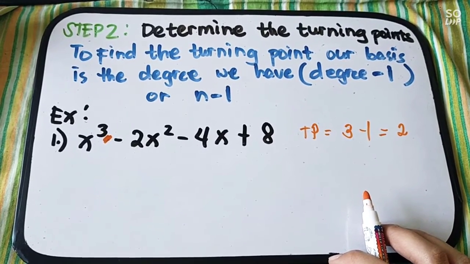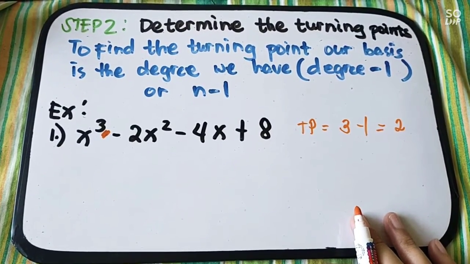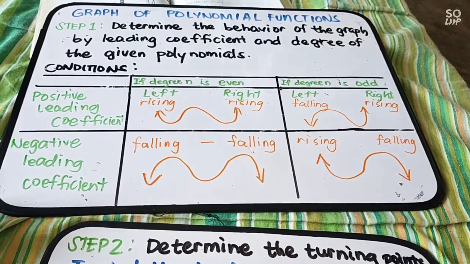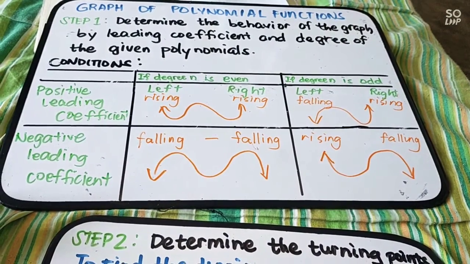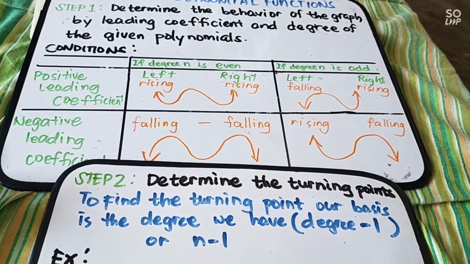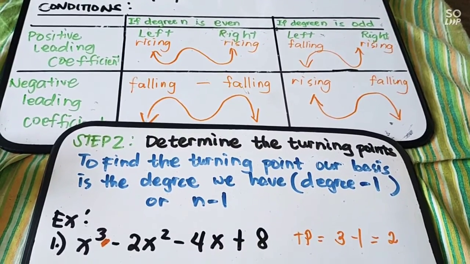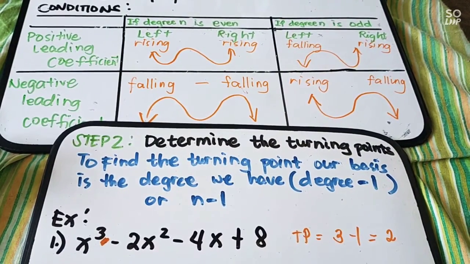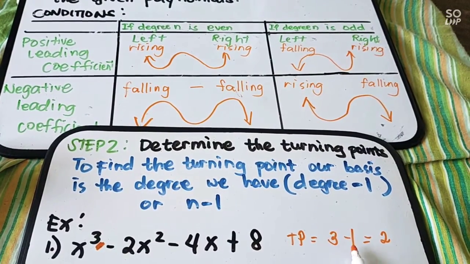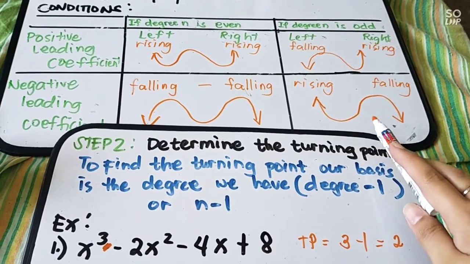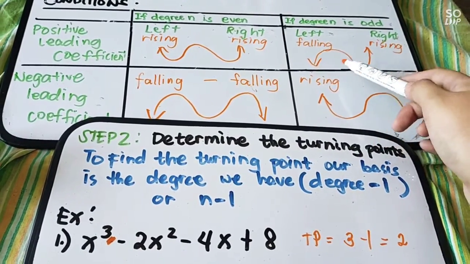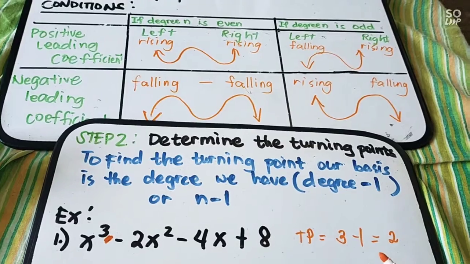Now, let us combine step 1 and step 2. In step 1, that is our condition: rising and then falling. Now, let us find out from the graph where it will fall. Here, let us determine the condition of x cubed minus 2x squared minus 4x plus 8. We have 2 turning points, which means two turns. It looks like this: it turns two times. One, two.